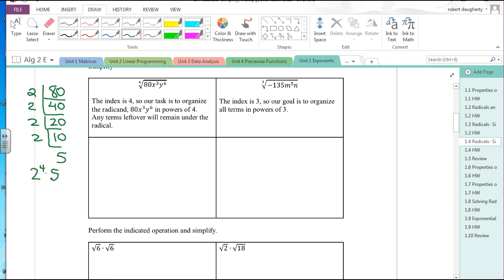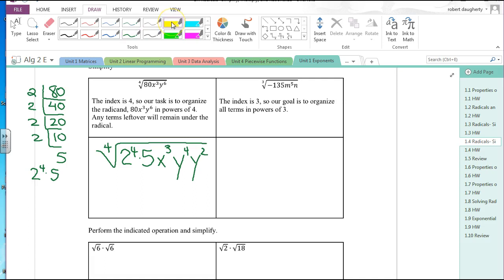Okay, so this is going to be the fourth root of 2 to the fourth times 5 x cubed, and then I'm going to write y to the 6 as what? Y to the fourth, y squared. Okay, does everyone see why I do that? Okay, you can do some of this in your head, but I do this so that I can be organized and I can always check my work.